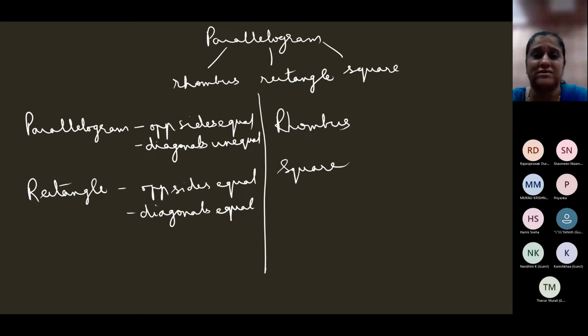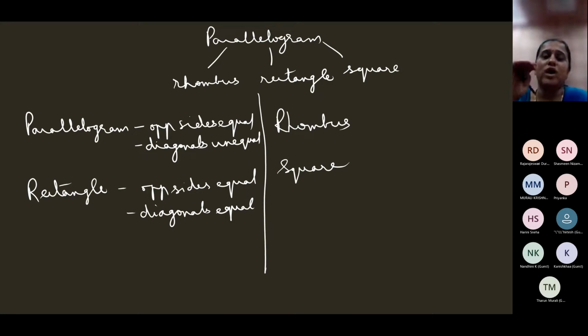No section formula here. You want to find the length of the side, distance formula. If you want to find the length of the diagonal AC, you should know the coordinates of A and the coordinates of C. Then you can find the length of the diagonal AC. Only distance formula here.